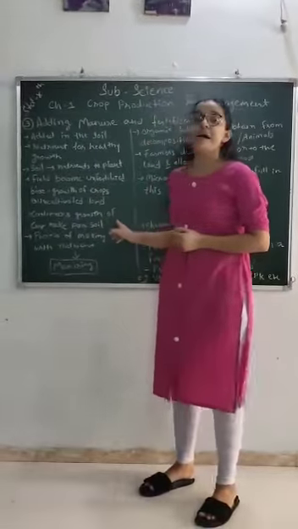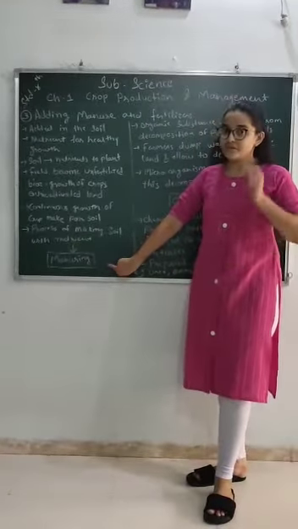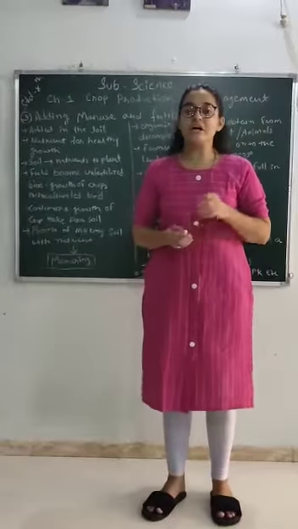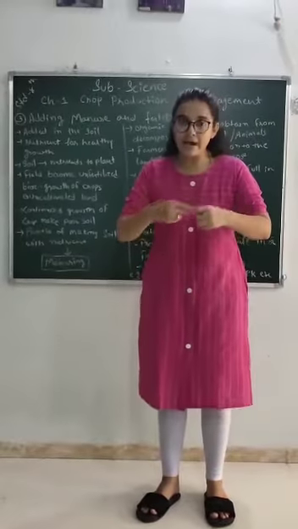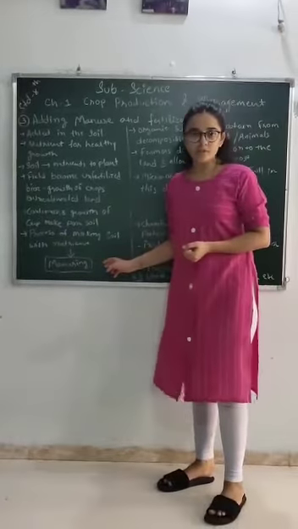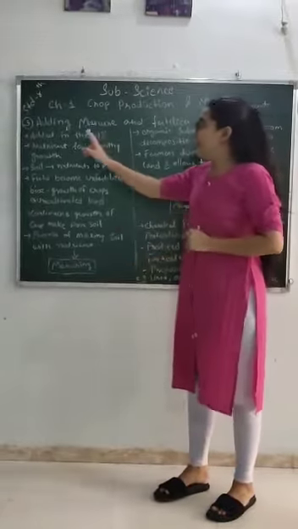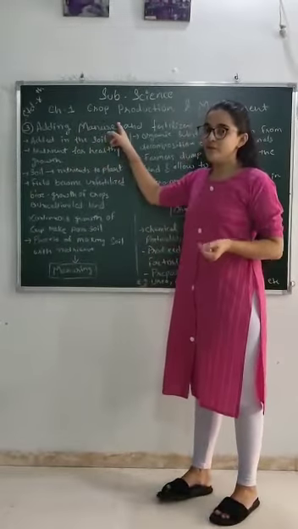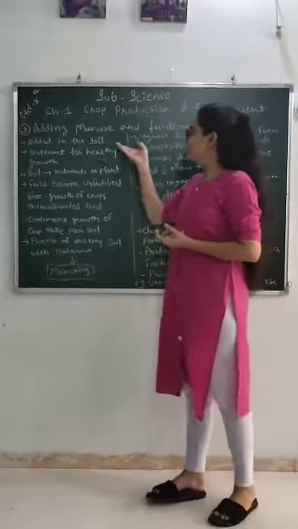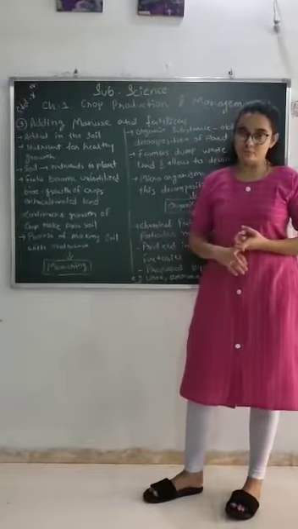This process of adding manure in the soil is called manuring. Remember one thing: material which is rich in nutrition, if we add it into the soil, is called manure. Got it? So this is the first point. Again, I am repeating: adding into the soil, what? Manure. Manure is a kind of material which is rich in nutrition, and that nutrition is required for the healthy and proper development of the plant.